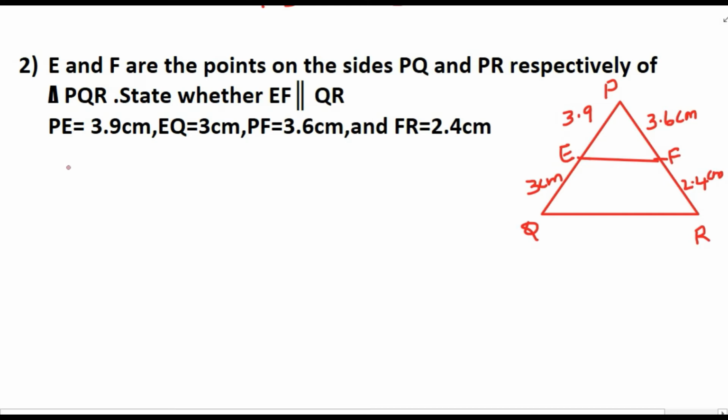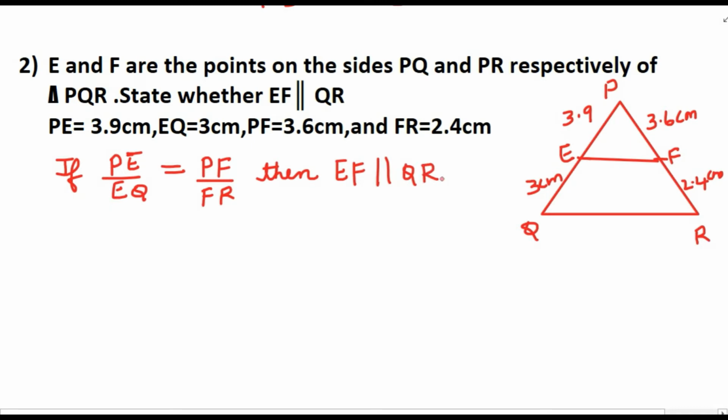So here I am going to use converse of Thales's theorem, that is, if PE by EQ is equal to PF by FR, if these ratios are equal, then I can say that EF is parallel to QR. If the ratios are not equal, then I will say EF is not parallel to QR. So here we are using converse of Thales's theorem. So we will find out the ratios.